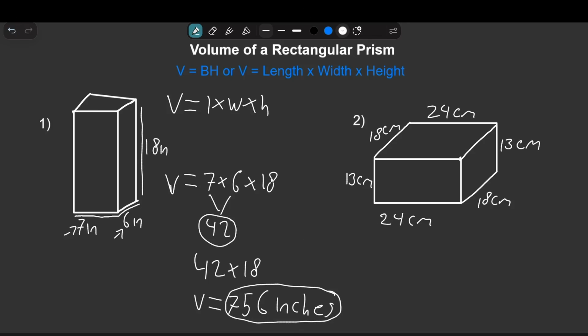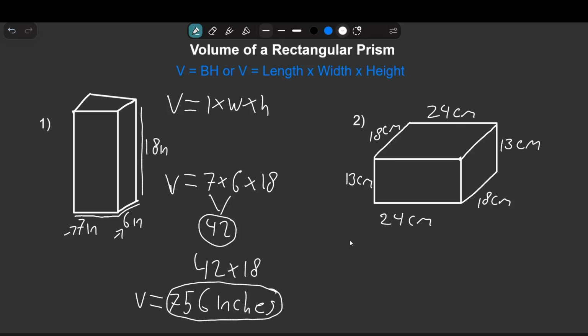So that was the first one. Now we're gonna go over to the second one. Okay, now over to the second one, we can see another rectangular prism. But for this prism, we can see that more sides have been labeled with lengths. So for this one, we have centimeters instead of inches. But we can see we have 1, 2, 3, 4, 5, 6 sides already there with the length.